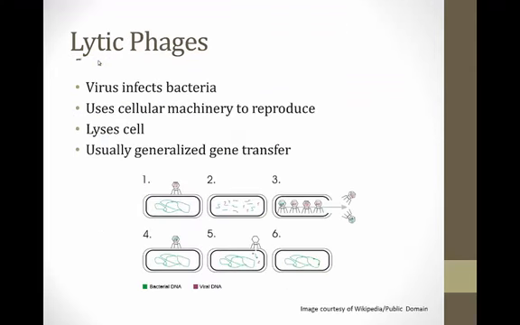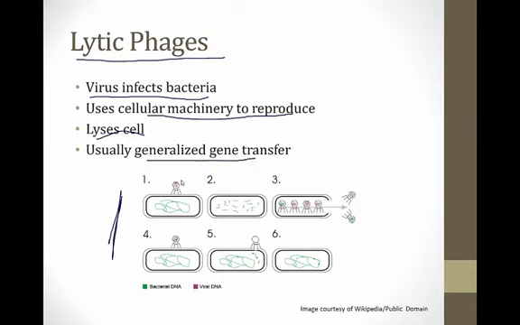So this slide shows how lytic phages operate, and they operate very similar to the method we described a few slides ago for generalized gene transfer. The virus infects the bacteria, uses cellular machinery to reproduce, and then lyses the cell, and you usually get a generalized transfer of genes. So this is that same depiction from a few slides ago. The purple viral material is going to be delivered to a bacteria that contains green genetic material, and then we're ultimately going to get rupture of the bacterial cell with new viruses, some of which contain the original bacteriophage genetic material, and some which contain the bacteria's DNA or RNA itself.